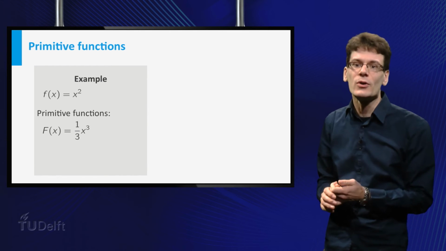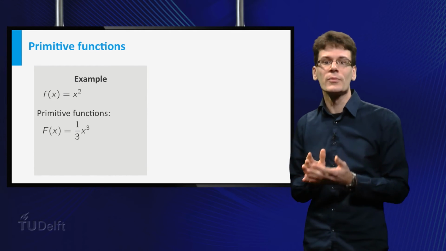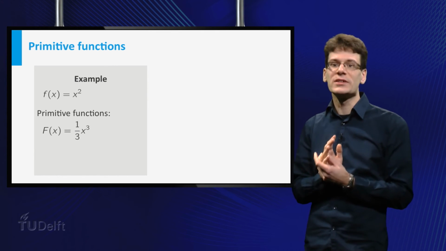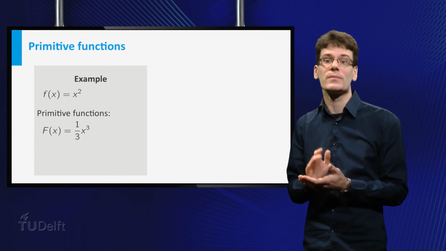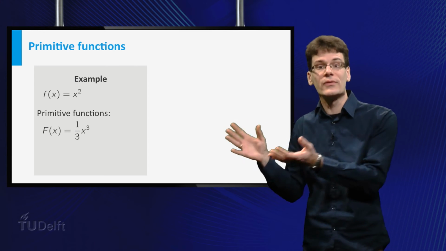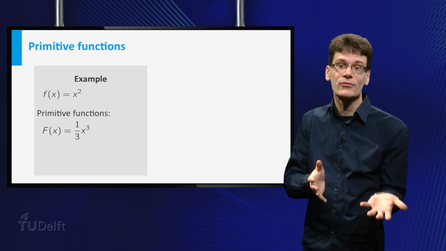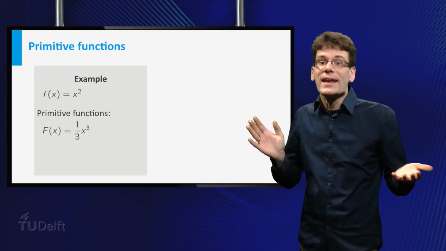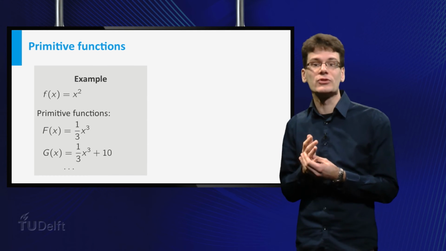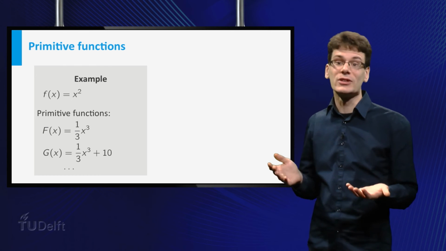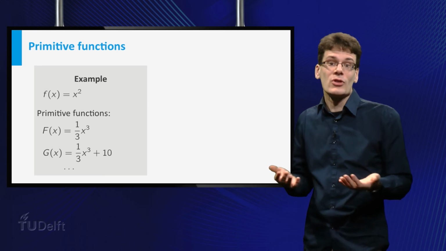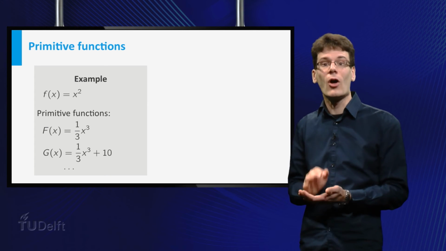I would like to end with some remarks about primitive functions. First of all, primitive functions are never unique. Look at the example. We had a function capital F equal to 1 over 3 times x cubed, and a function small f equal to x squared. Small f is the derivative of capital F, so capital F is a primitive function for small f. But we can add any constant to capital F, for example 10. Let's call this new function capital G. The constant disappears after differentiation, so the derivative of capital G is again small f. So capital G is another primitive function of f.